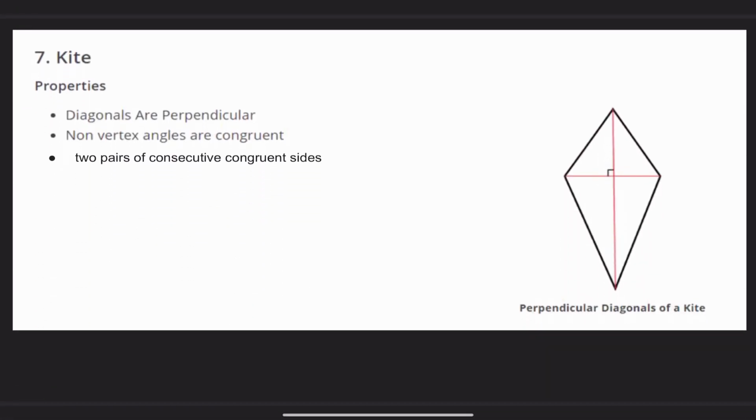A kite. Properties of a kite: the diagonals are perpendicular, they intersect at 90 degree angles. With a kite, there are two pairs of consecutive congruent sides. By consecutive, I mean next to each other. So this side here and this side here are next to each other, and those are congruent on a kite. And then this side here and this side here are next to each other, and they are congruent on a kite.